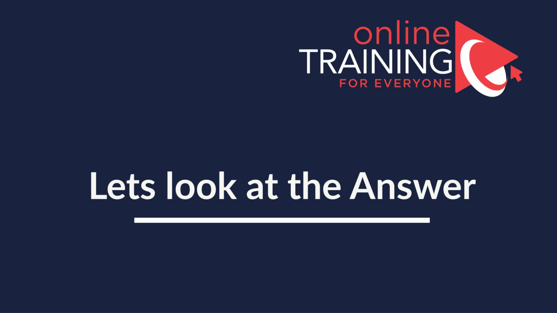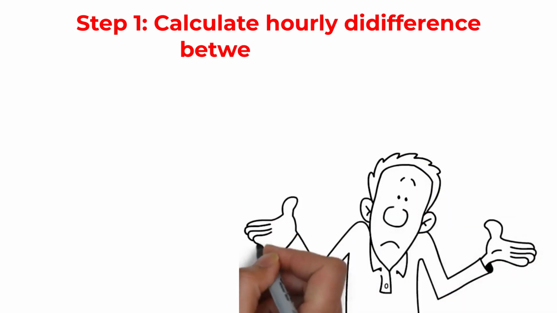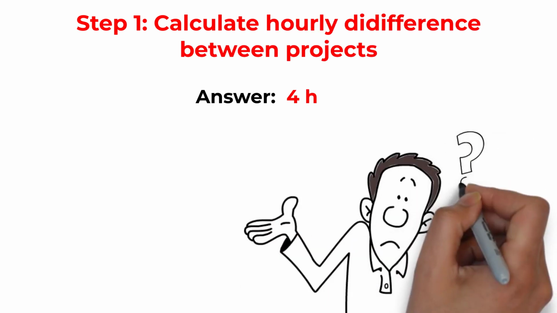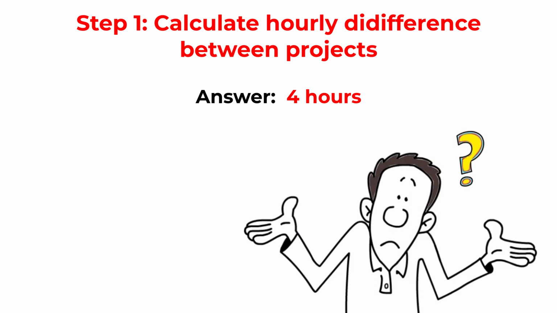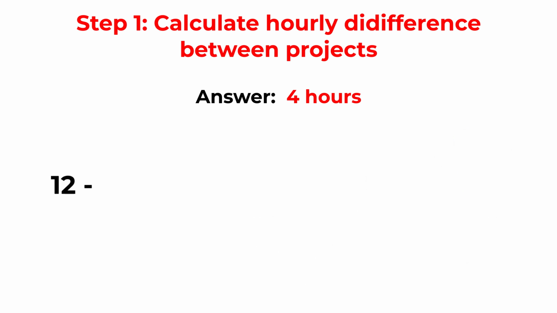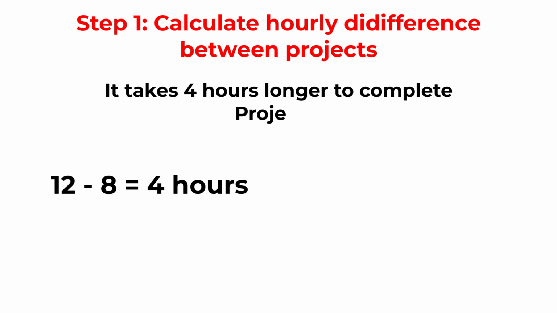To get to the correct answer, we first need to understand the difference in hours between the two projects. The difference is 4 hours, and it is calculated by subtracting 8 from 12. 12 minus 8 equals 4, and that is the difference between project 1 and project 2 hours.